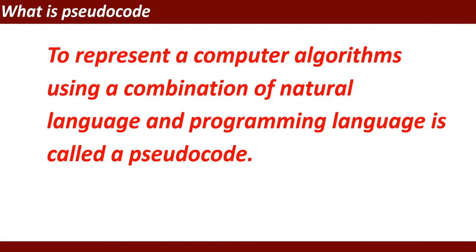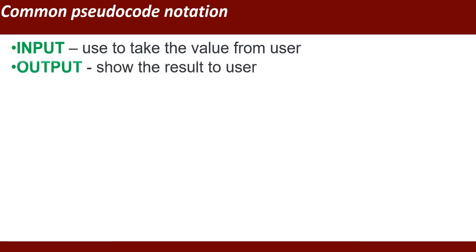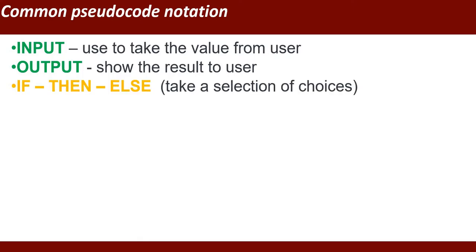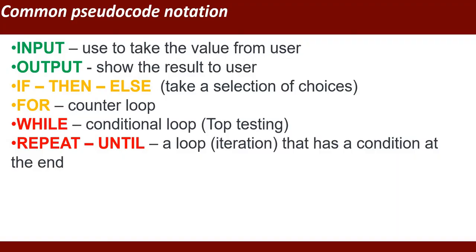What is pseudocode? Representing a computer algorithm using a combination of natural language and programming language is called pseudocode. These are the common pseudocode notations. Input is used to take a value from the user. Output shows the result. If-then-else takes a selection of choices. For is a counter loop, while is a conditional loop, a top-testing loop. Repeat-until is a loop that has a condition at the end.